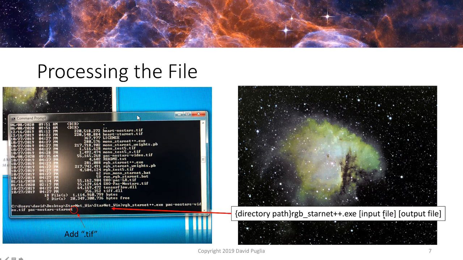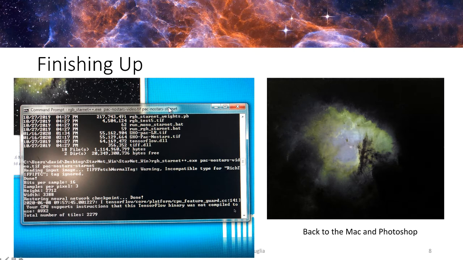Then you have the input file, which in this case is .tiff. So there it is. You can see here in the command line: pack, no stars, video.tiff. And then you don't have to give it an output file name. Starnet will give you one, but I just did this one. I called it pack no stars Starnet. Of course I didn't add the .tiff, but it processed fine. So that's really important. That's the command, hit return, and then it will take a while to process. It's not right away, but then here you go.